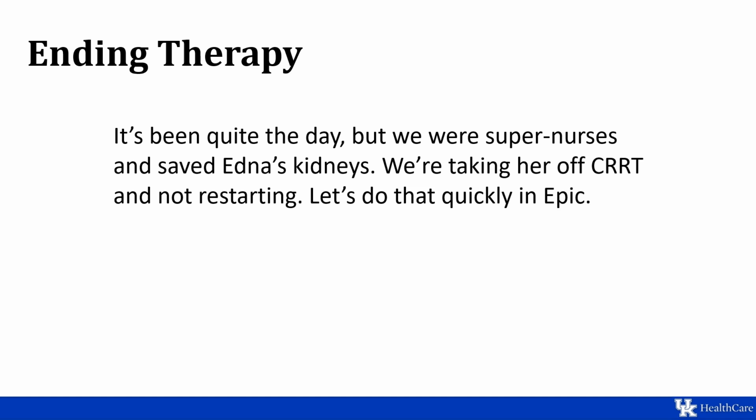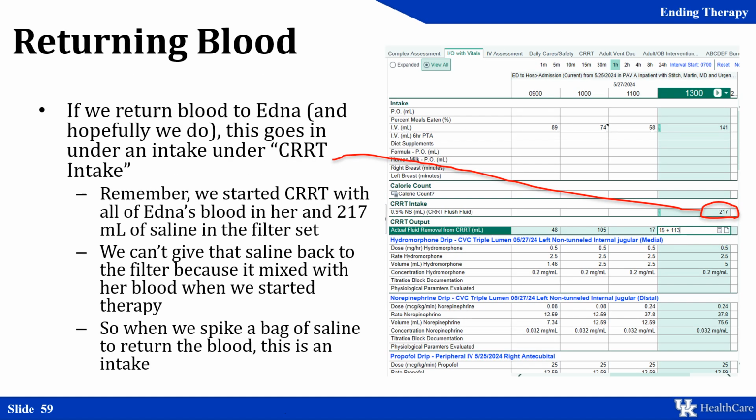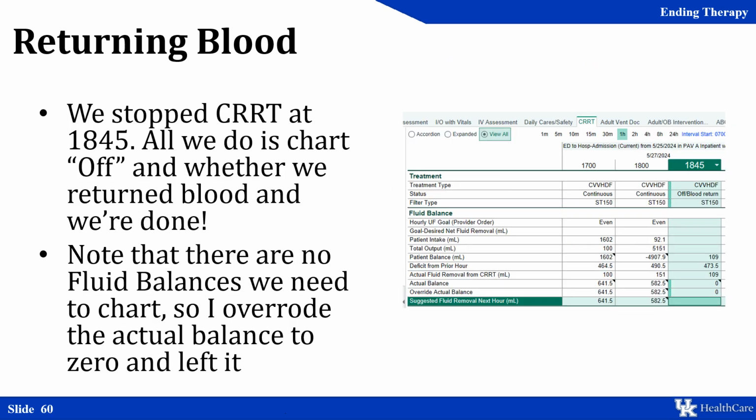Let's end therapy for CRRT on Edna for the day and show how to chart it. We would like to return blood on our patient because we don't want our patients to lose blood unnecessarily, and remember that counts as a net intake, so we chart that under CRRT intake on the I&O flow sheet. Then, when we stop CRRT, we'll chart that for the time column, and we'll say off with blood return. You don't really have to chart anything for your fluid balance because you're done, but to clean it up, you can put 0 for your override actual balance.